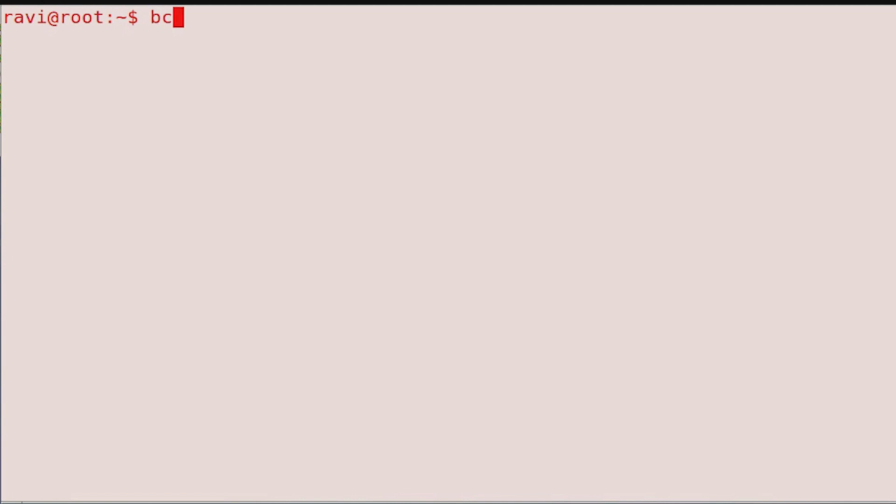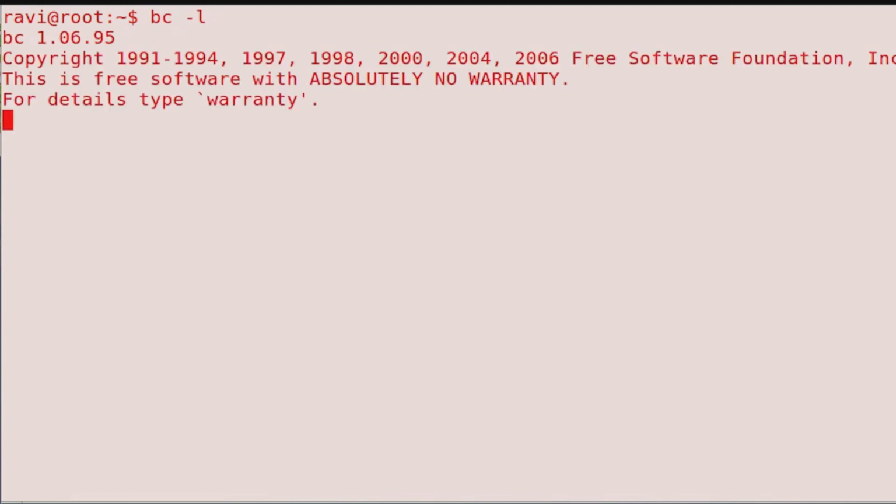BC utility has to be invoked with the option -L in order to use mathematical functions. To demonstrate that BC supports relational and logical operators, we have given logical expressions. 5 less than or equal to 10 && 20 less than or equal to 30 has returned the value 1 because both expressions are true. 5 greater than or equal to 10 && 20 less than or equal to 30 has returned the value 0 because the first expression is false.